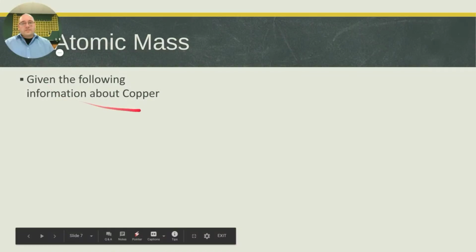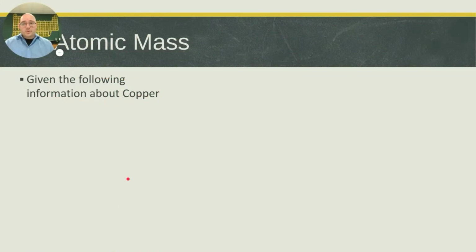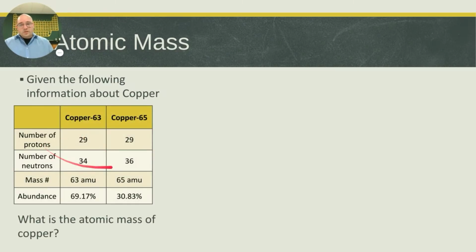So we're going to give the following information about copper. I'm going to give you all the information, and then I'm going to switch to my document camera and work out how to do it. So here's all our information. We have number of protons, 29. They both have 29 protons because they're both copper. This is copper 63, which means it has 34 neutrons, because 29 plus 34 is 63. 29 plus 36 is 65, so there's 36 neutrons. The mass number would be 63. That's it right there. And 65 right there.